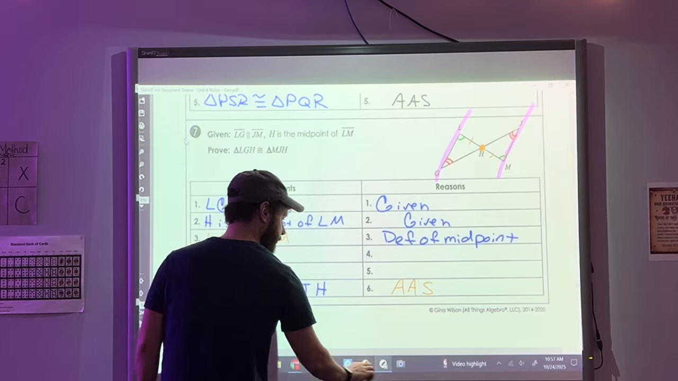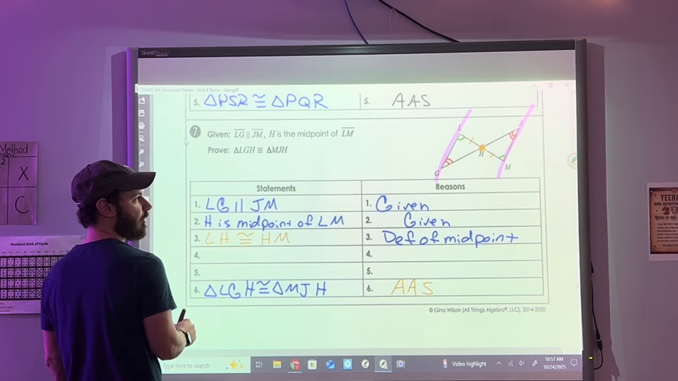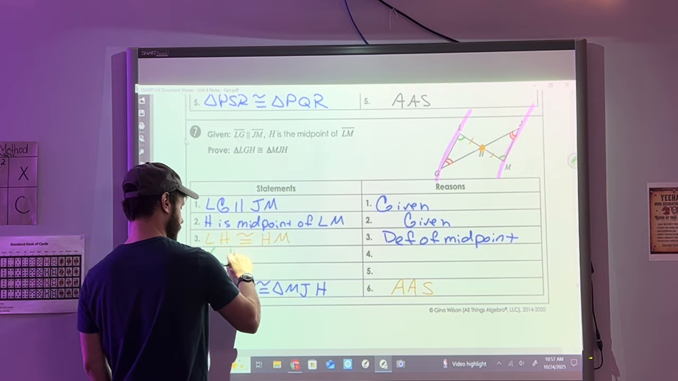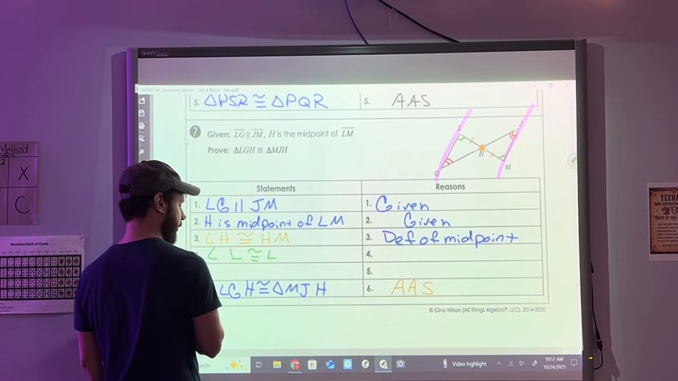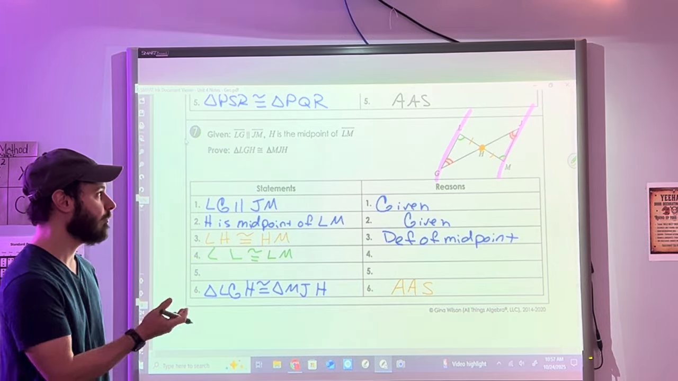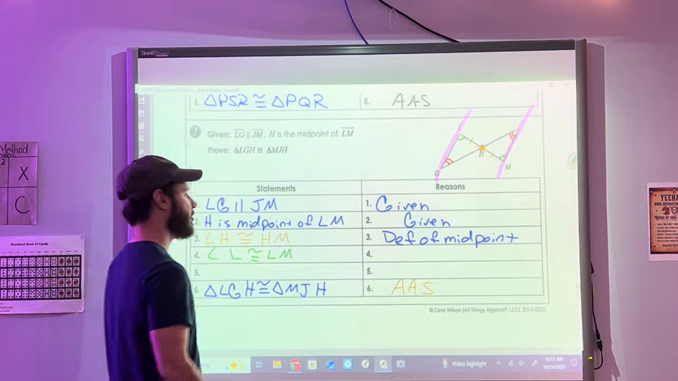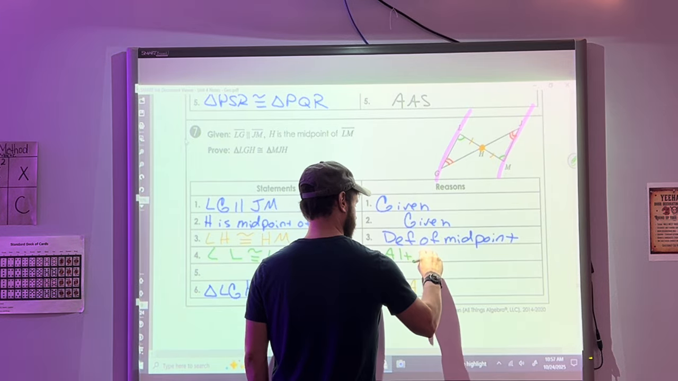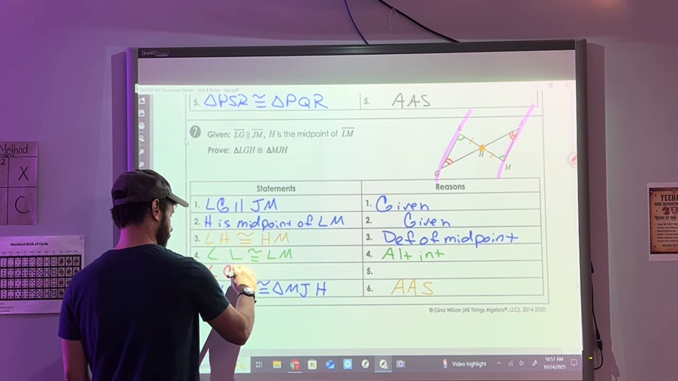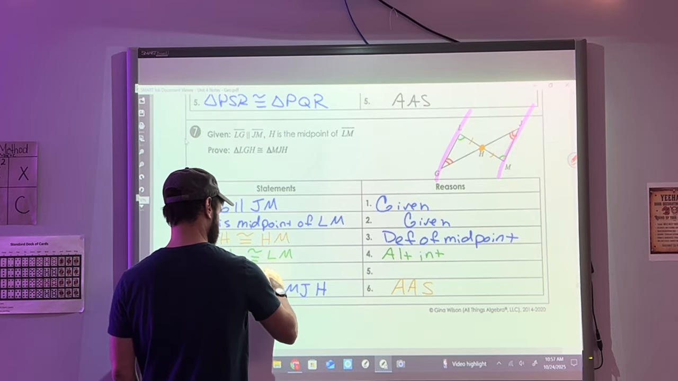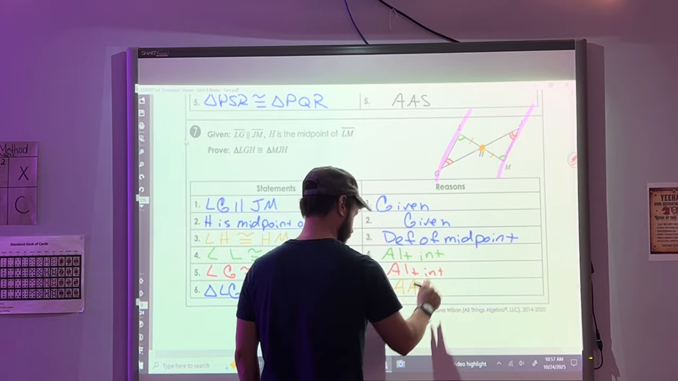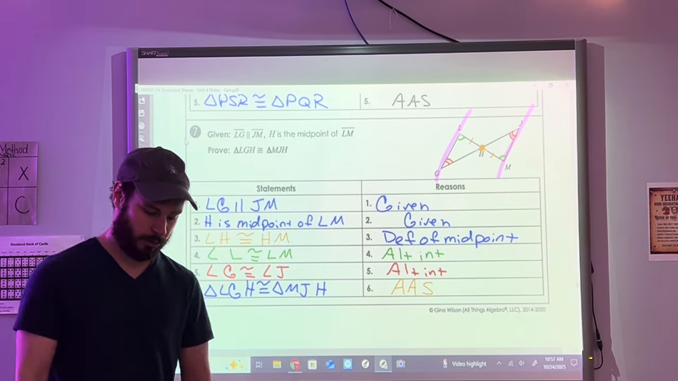So here's my statement. I'll say that the green corners are congruent to each other. I can say that angle L is congruent to angle M. I can use one letter here because there's only one L and one M. And the reason is alternate interior. My second statement is going to be that angle G is congruent to angle J for the exact same reason. Right there, alternate interior angles.